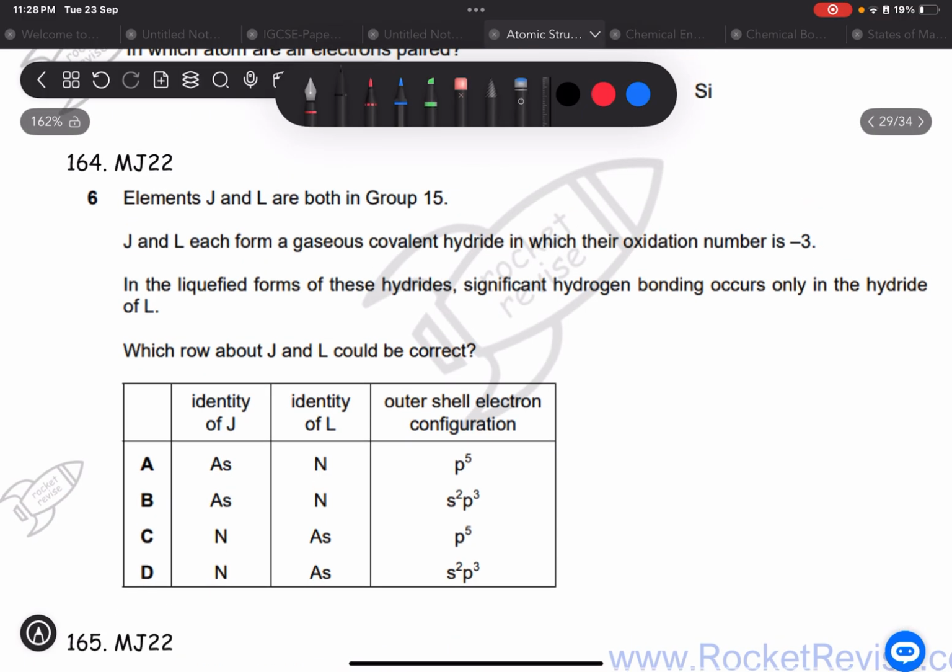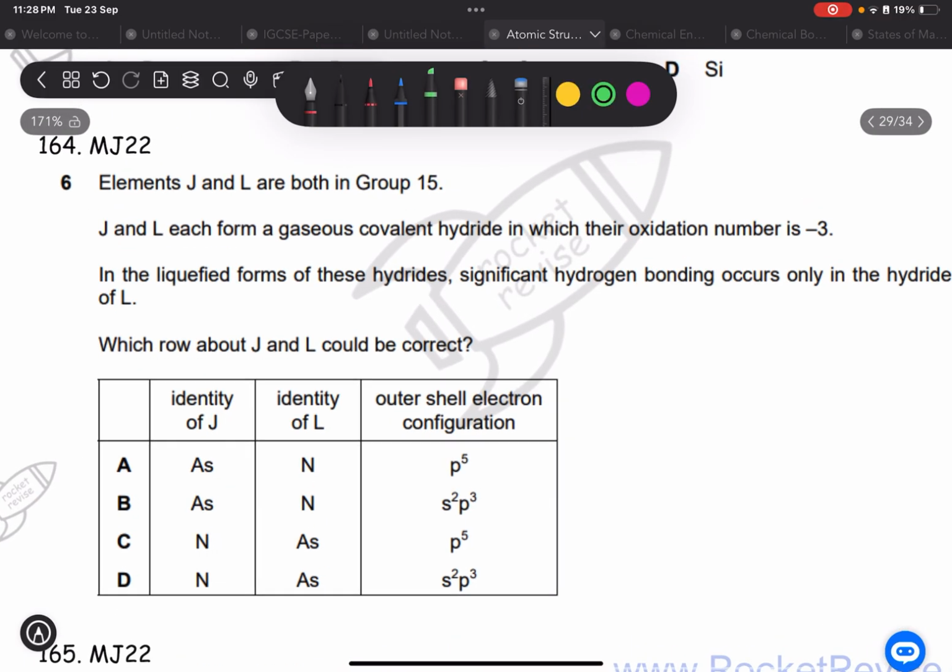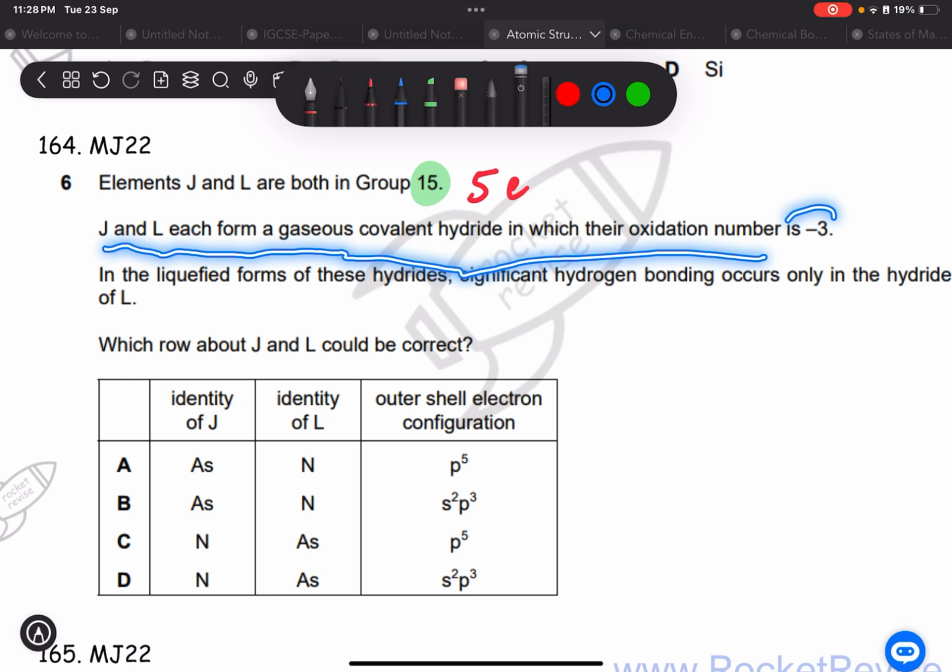Element J and L are both in group 15. Okay, we know if they're in group 15, how many electrons should be in the valence shell? There should be 5 electrons. This 5 looks like a 6, but it is a 5. J and L each form a gaseous covalent hydride in which the oxidation number is -3. It should be -3. Why?